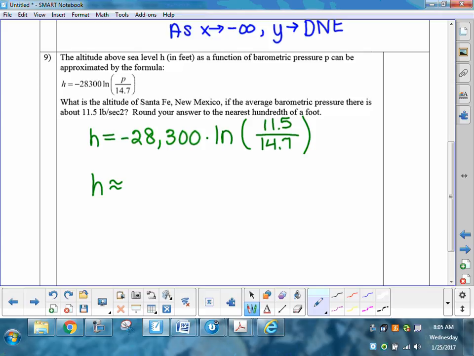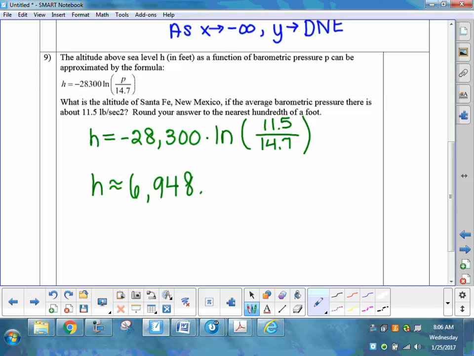Hands up, please, when you can tell me what that's going to be. Go ahead. 6. What is that, feet? Questions on that? Easiest one you're going to do. You can type it right in the calculator and get it out.